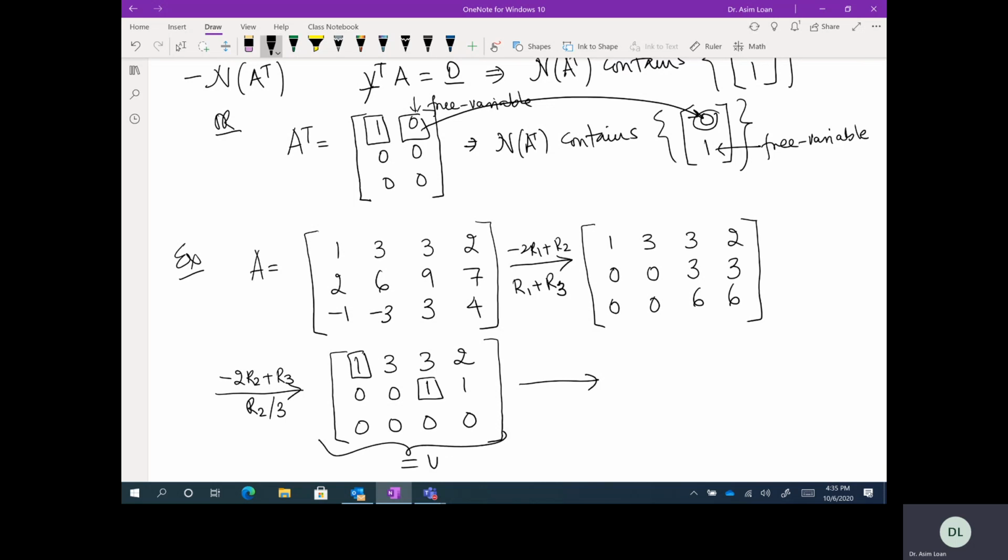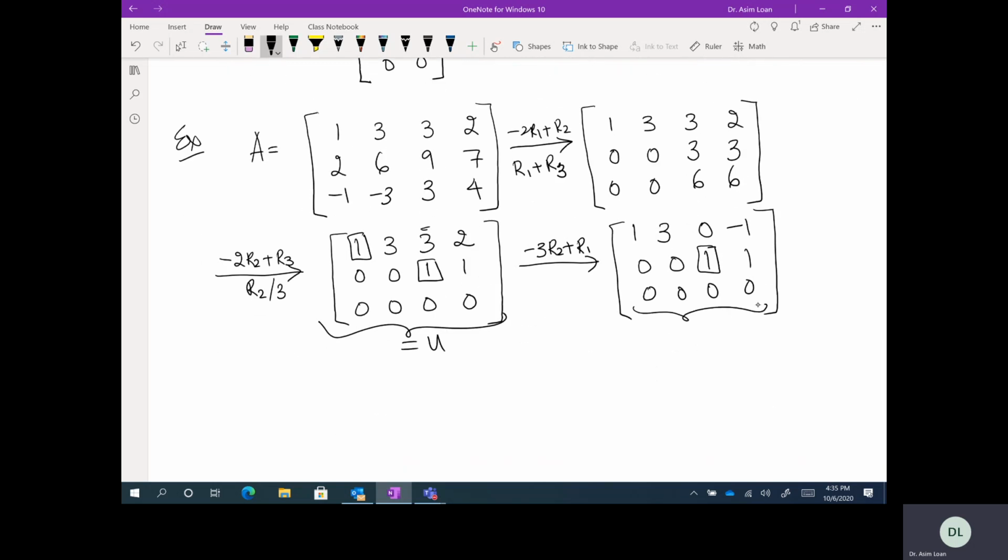This is my U. And what I can do is get rid of this 3 by saying minus 3R2 plus R1. If I do that, I have 0, 0, 1, 1, 0, 0, 0, 0, 1, 3 minus 3 plus 3 is 0, minus 3 plus 2 is minus 1, and this is my R, right? So either I can stop here or I can stop here. For the null space, I have to stop at R. Otherwise, if I just want to see the rank, I can see it from here.